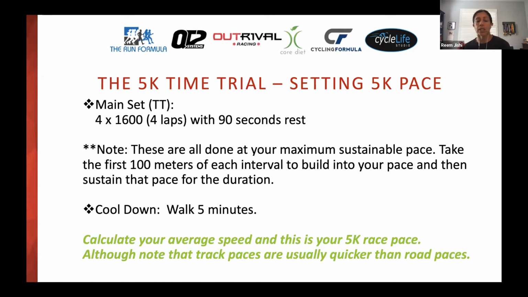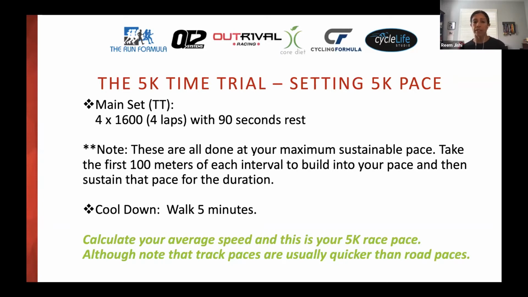But basically you go to the track, you do your long warm up, then you do 4 by 1600 on 90 seconds rest, taking your time to build into it, like your first 100 meters to build in, but it's maximum sustainable pace. The goal is not only that you're holding consistent pace within each 1600, but that your first, second, third and fourth 1600 are all reasonably similar in pace. You shouldn't have massive fluctuations in speed. Then when you're done, you figure out what your average pace is, and that's your 5K pace.